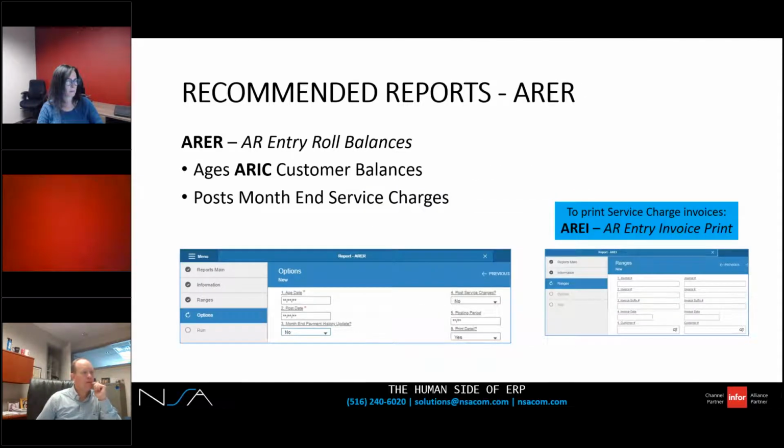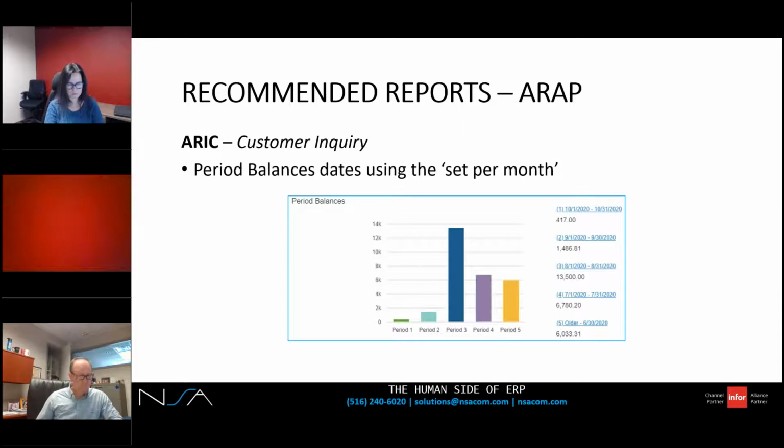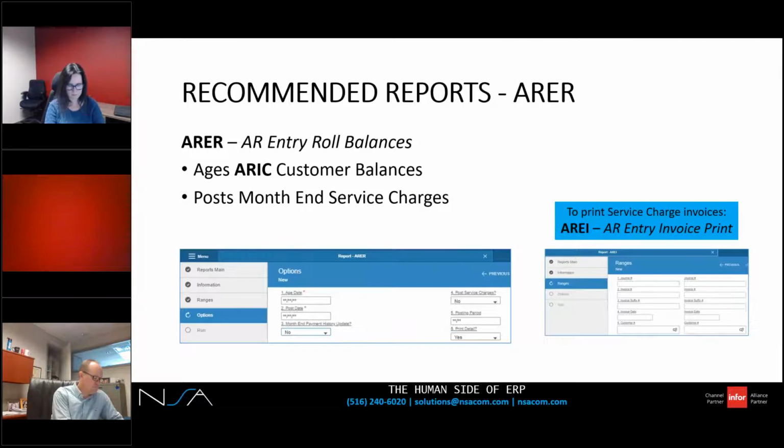The next thing we're going to look at in terms of processes is ARER, or Accounts Receivable Entry Roll Balances, otherwise known as aging within the system, for a couple of things. So ARER can be set up to roll daily. So perhaps you don't want to see the presentation this way. Maybe you want to see whatever the latest daily aging is. You can do ARER roll daily so that the period balances are changing on a daily basis that you're looking at in your customer inquiry. Or you can run it once a month, or you can do both.